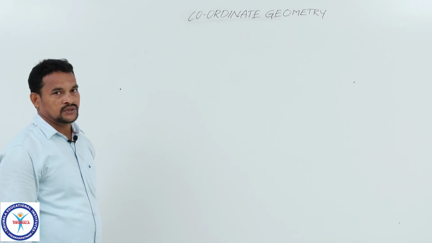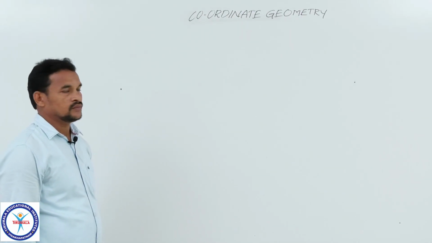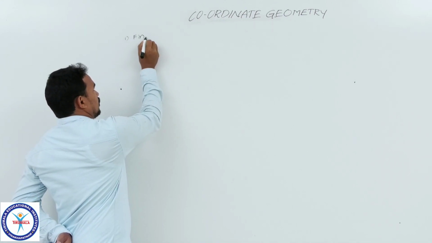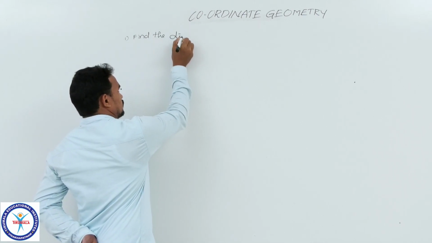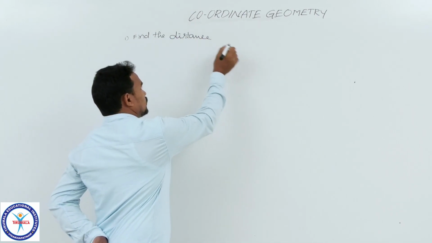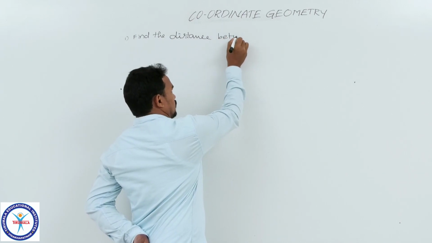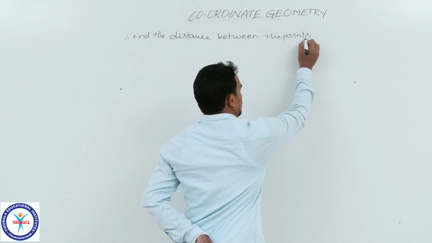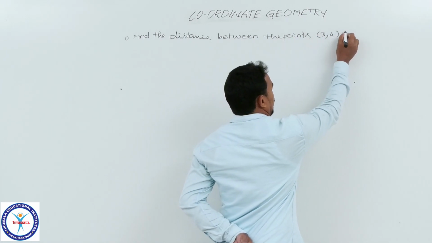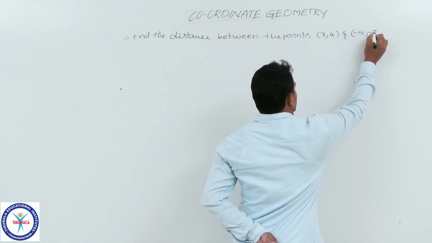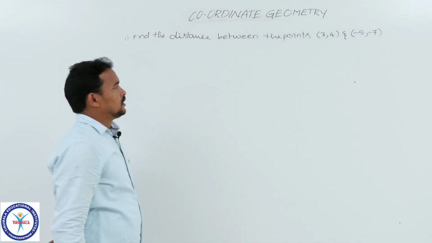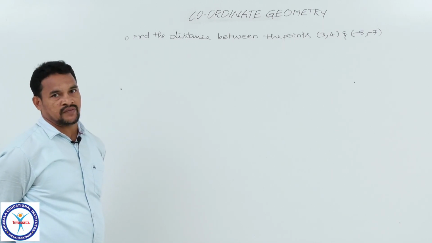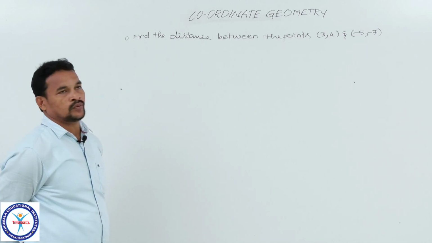Now we solve some examples based on this concept. Here see one example. Find the distance between the points 3, 4 and minus 5, minus 7. Find the distance between these 2 points.